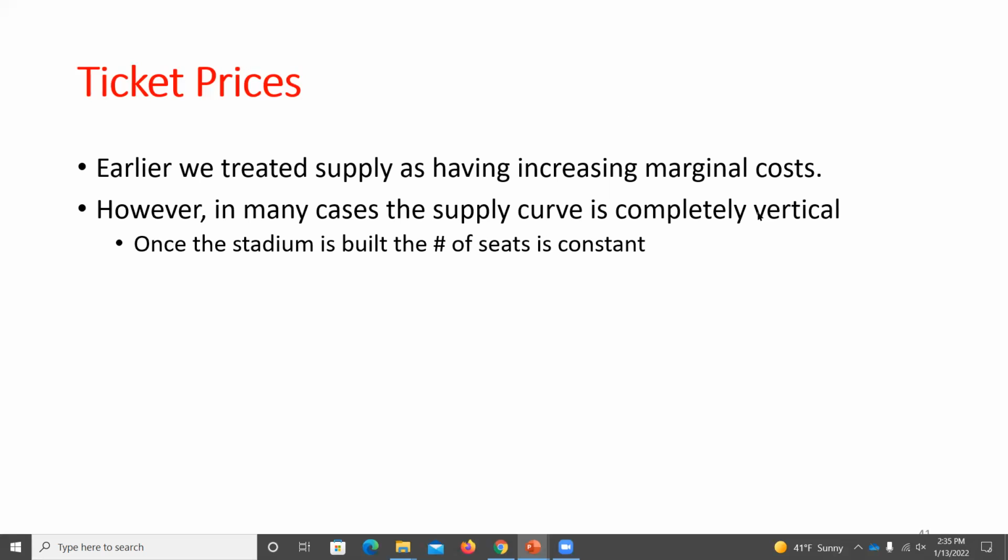We want to think about it as completely vertical. And I said it's vertical in the sense that it actually runs along the x-axis. The marginal cost is actually zero, and then we're limited: we can only sell the number of tickets that the stadium capacity allows. Okay.